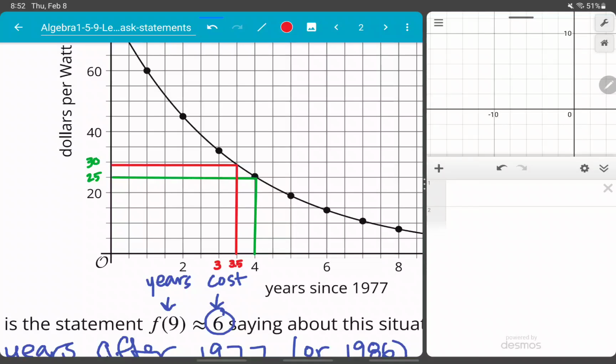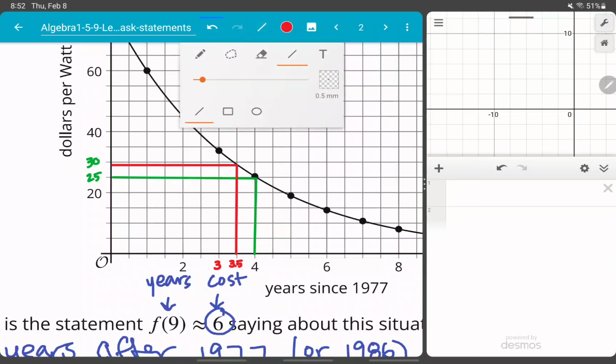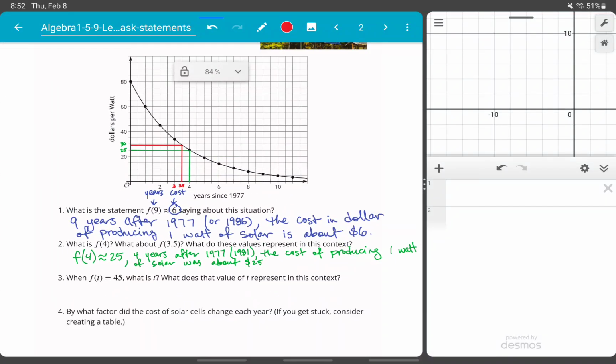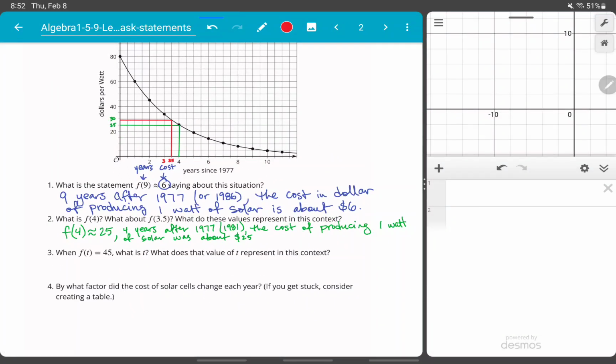And that's looking pretty close to maybe like 29. We know it's below 30, so maybe 29 would be good. So we're going to say f of 3.5 is about 29. And what does this mean?